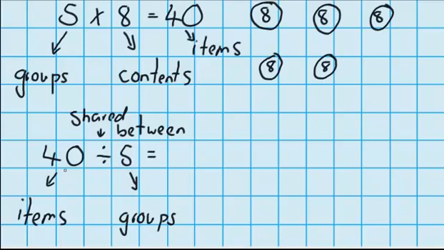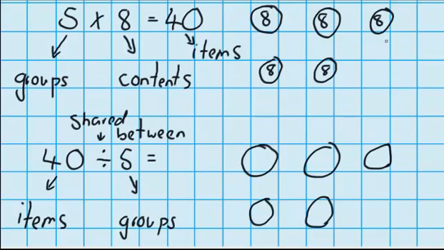Well, let's draw a picture to show what this looks like. So I've got 40 items, I can imagine those, and I need to put them into 5 groups. So I'm going to draw out my 5 groups. Now hopefully you can already see that looks very similar to the multiplication question we did. We've got the same number of groups, and we just need to work out how many we need to put in each group. Well, I know I need to put 8 items in each group. And by putting 8 items in each group, I will have shared out the 40 counters between the 5 groups. So 40 shared between 5 is 8.